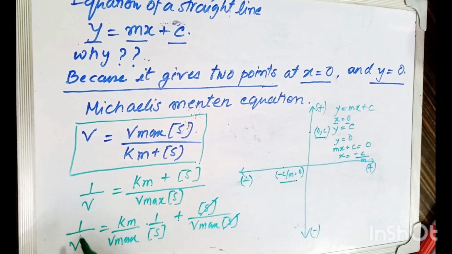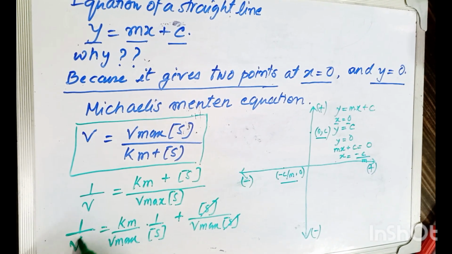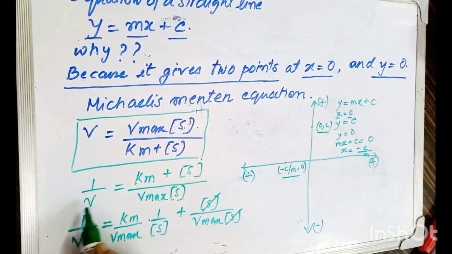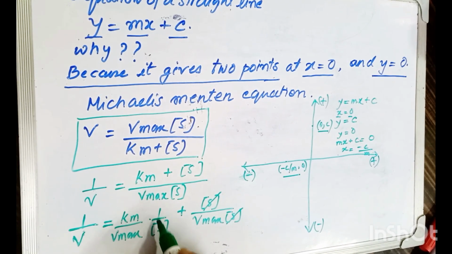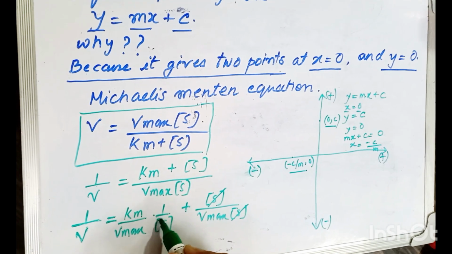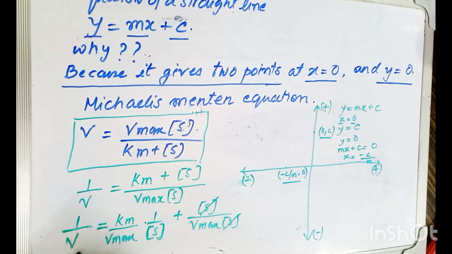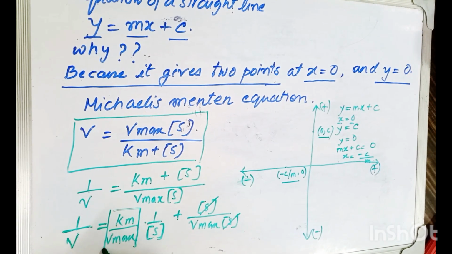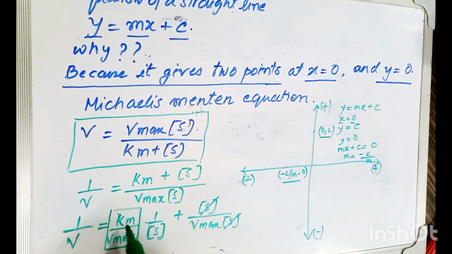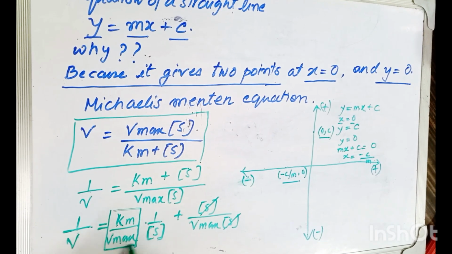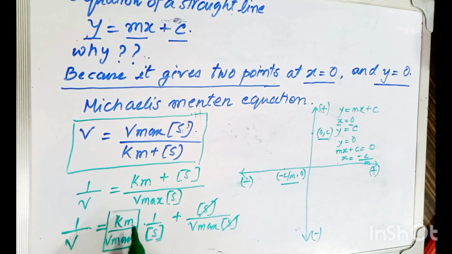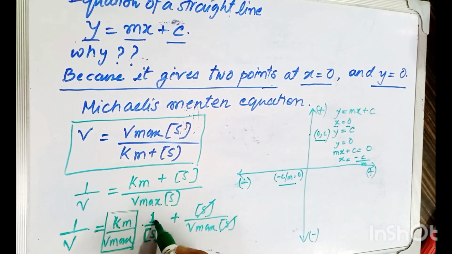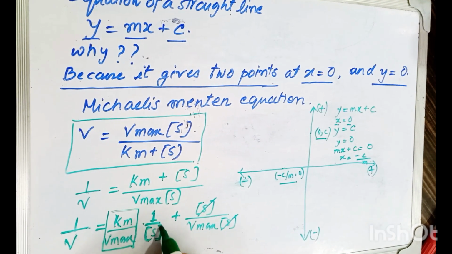So this 1 by V is actually a changeable parameter. Velocity changes with substrate concentration changes. With this change in substrate concentration, the velocity changes, and this part of the equation has the parameters Km and Vmax, which are constant for an enzyme substrate couple. This is actually the variable portion, 1 by S.